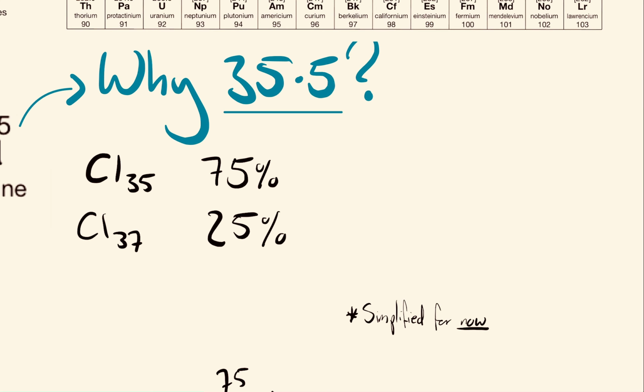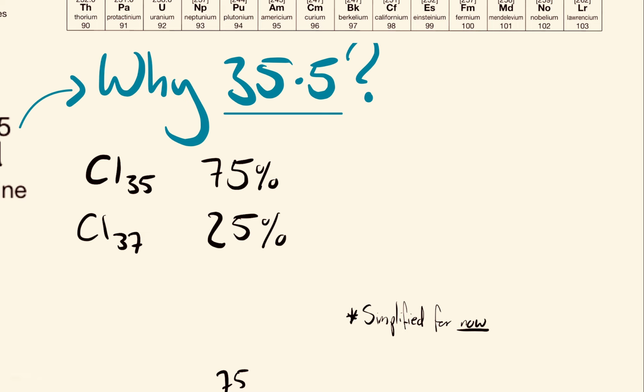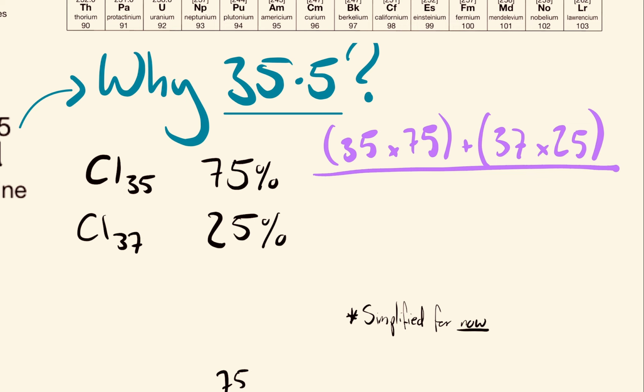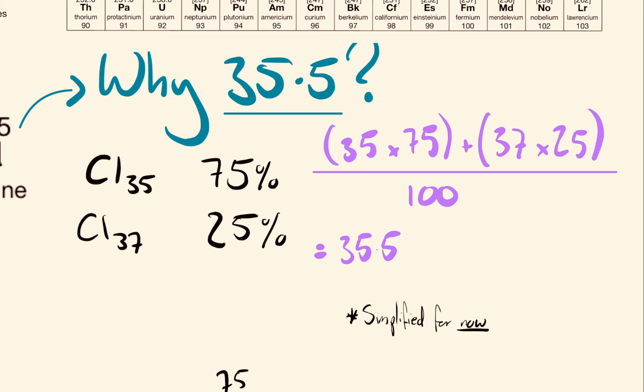We have our sample of chlorine. 75% of those chlorines have a relative atomic mass of 35. 25% have a relative atomic mass of 37. So we plug that into an equation. And all we're going to do is multiply our mass by our percentage and add that to our next one. So we've got 37 times 25 all over 100. And there, if we put that into our calculator, we get to 35.5.